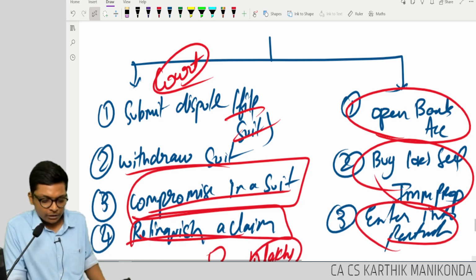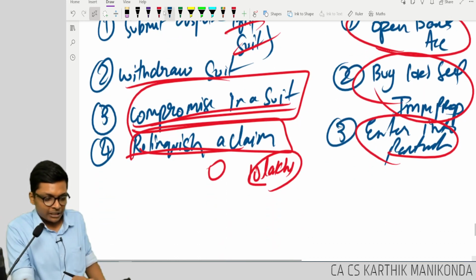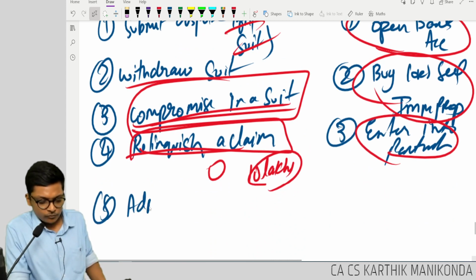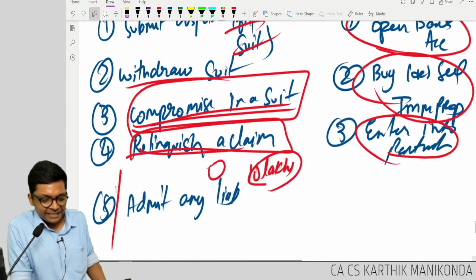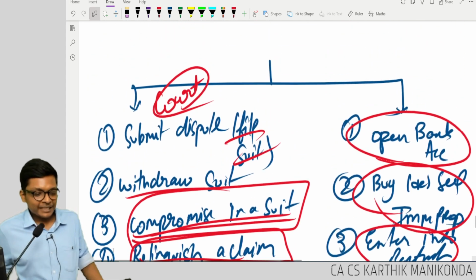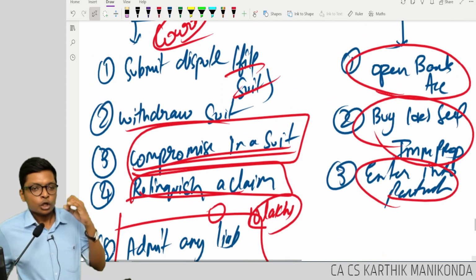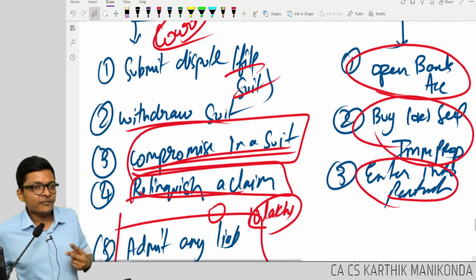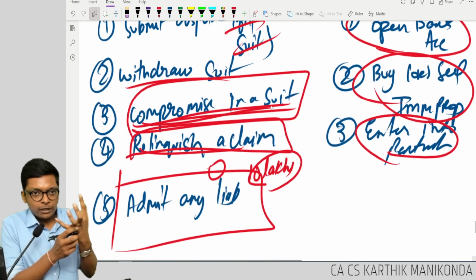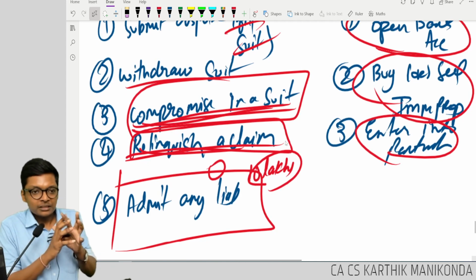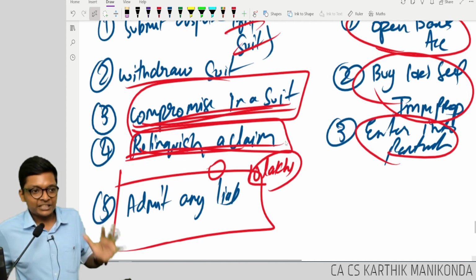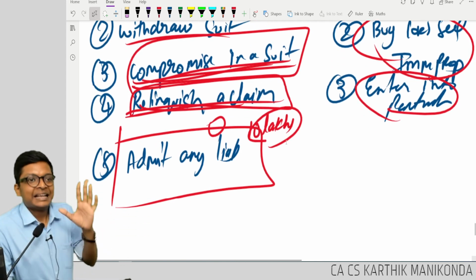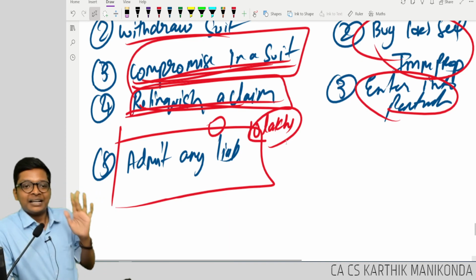Not only compromise a suit, one more, admit a liability. Admit any liability. Accepting defeat in a case. So what are the cases, guys? You can't file a case. You can't withdraw a case. You can't make compromise in a case. You can't forego, relinquish a claim, or you can't admit a liability. Everything related to a court.